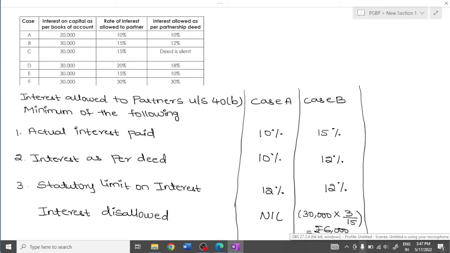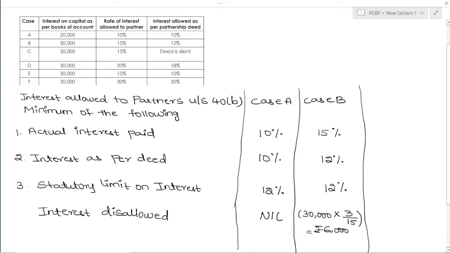That means this 30,000 into 3 by 15, we got 6,000. That 6,000 we have to add back. Suppose in your P&L account, they gave in the question that interest 30,000 is debited to P&L account. Then in this case we have to add 6,000 to the profit to get the profit as per income tax, okay, right? Unnecessarily this 6,000 is deducted, so wrongly deducted, so what we do, we have to add it back, right? That's it.